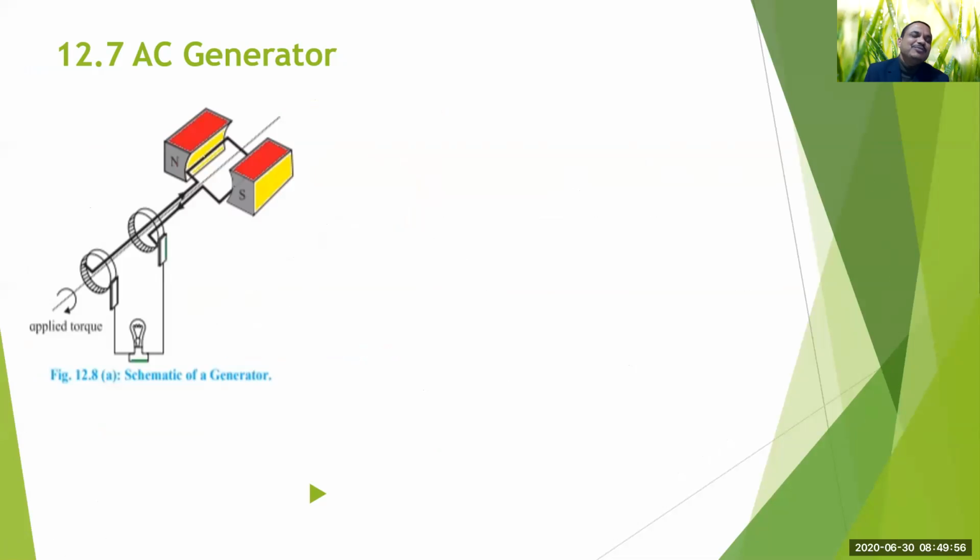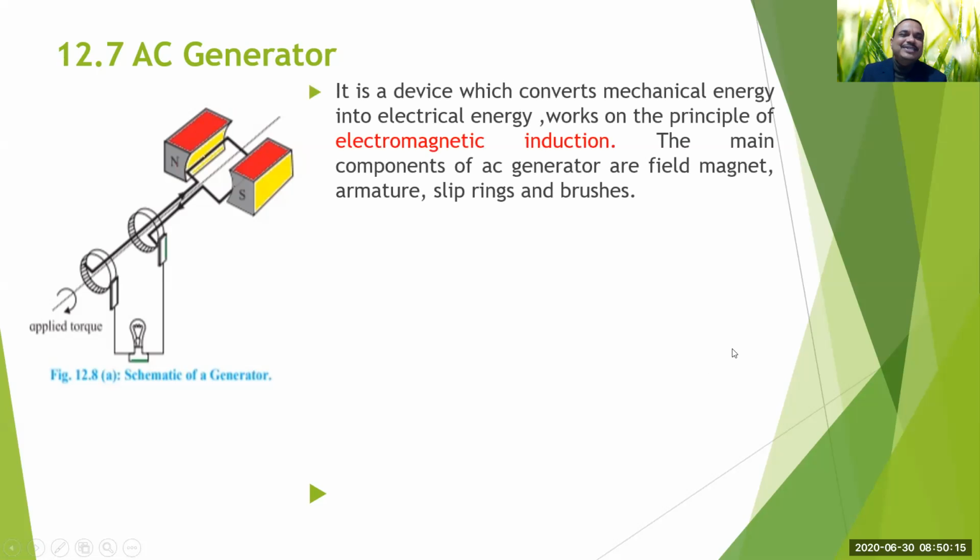In this diagram, we see two magnets. Those two magnets are called field magnets. The central coil is called an armature. There are two slip rings and two brushes. So first we see the construction of the AC generator.